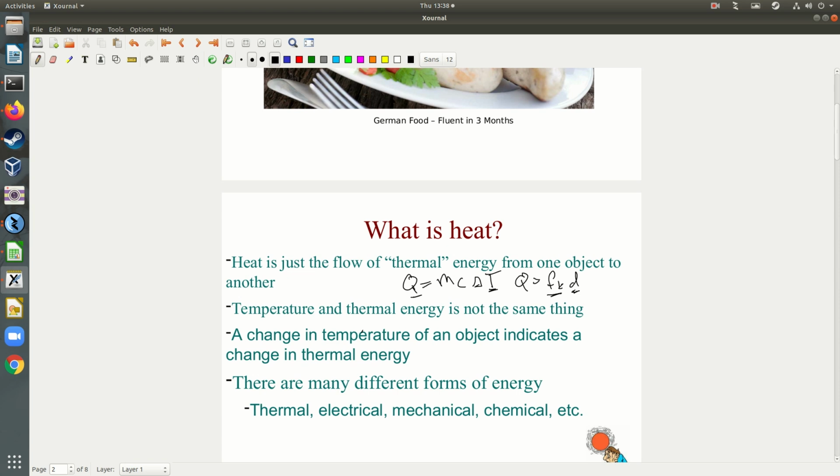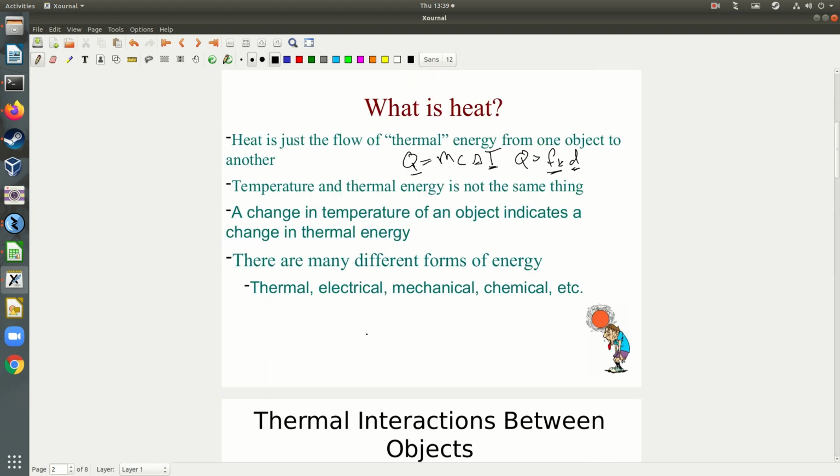The temperature can be an indication of your thermal energy, but it's not the same thing because there are different ways of generating thermal energy. As I pointed out here, friction generates thermal energy. You know that if you rub your hands together, or if your older brother drags you across the carpet and you get rug burns, those are all examples of thermal energy. The change in temperature of an object indicates a change in thermal energy, as noted here. The temperature change will directly indicate your thermal energy.